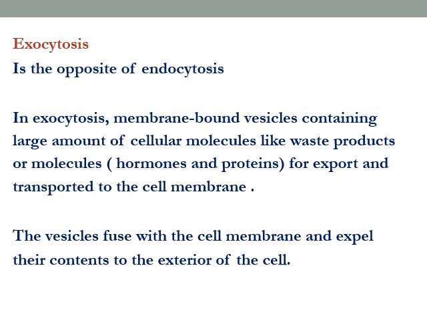The other type of bulk transport is exocytosis. Exocytosis is the opposite of endocytosis. In exocytosis, membrane-bound vesicles containing large amounts of cellular molecules, like waste products or molecules for export, are transported to the cell membrane. The vesicles fuse with the cell membrane and expel their contents to the exterior of the cell.